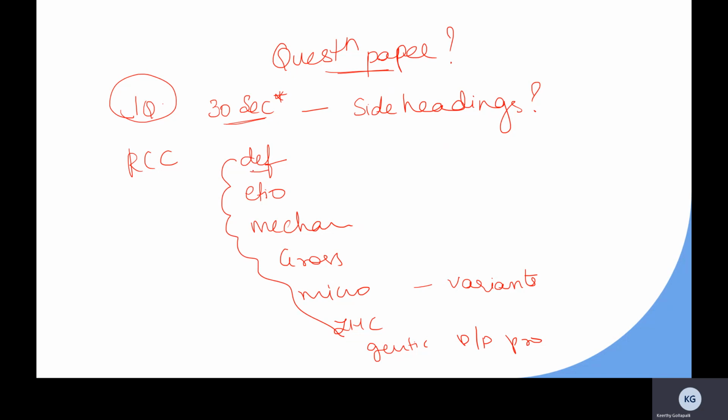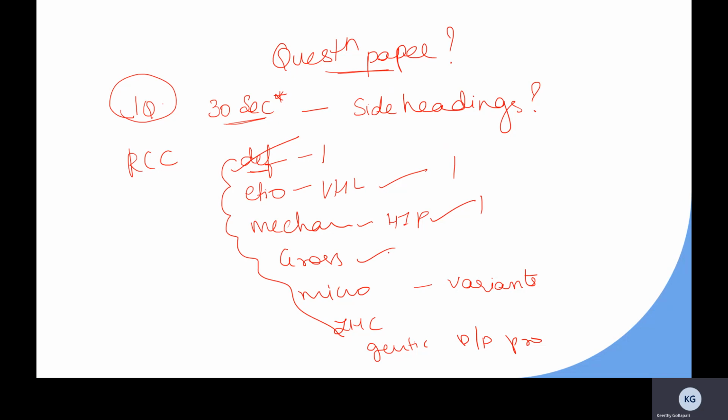So I see this is the first side heading. Oh, this fellow knows it's a malignant epithelial tumor arising from the renal tubule. Yeah, I'll give him 1 mark for it. Okay, etiology, he told VHL. Very good. Then you explained about that loss of chromosome 3 and hypoxia induced factor. Very good. I'll give him 1 more mark.